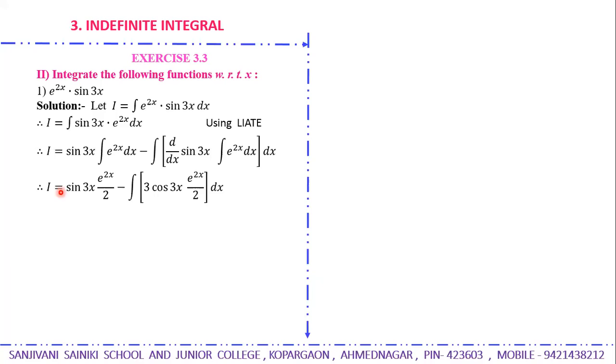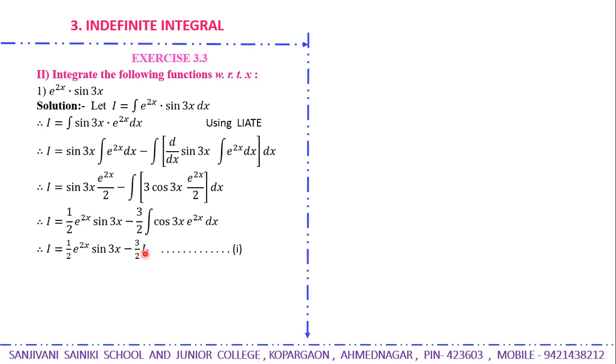Therefore I is equal to the first function as it is, integration of e raised to 2x, which is e raised to 2x upon 2, minus the derivative of sine 3x, which is 3 cos 3x, and the integration of e raised to 2x, which is e raised to 2x upon 2, dx. So 1 upon 2 e raised to 2x into sine 3x minus 3 upon 2 integration of cos 3x e raised to 2x. Now here again you have to use the by parts rule.